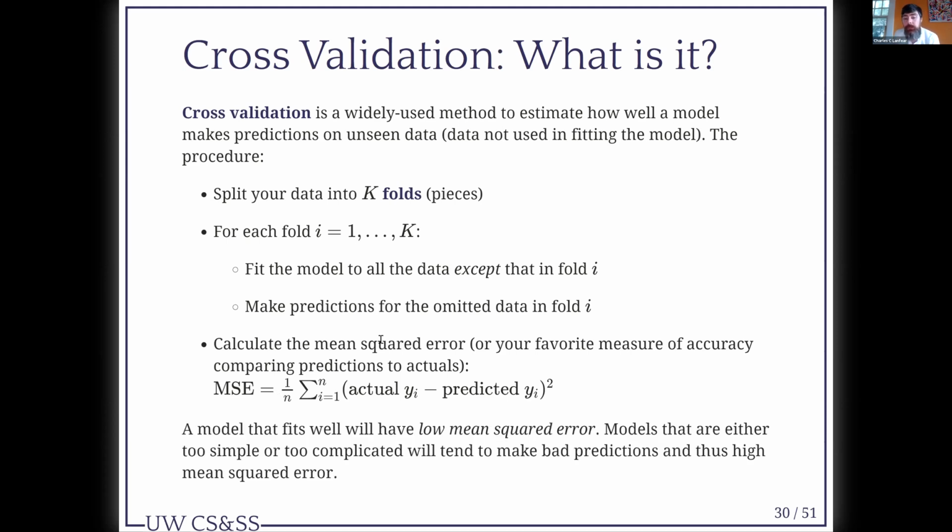Okay. Well, models that fit well or do a good job in prediction will tend to have low mean squared error. Models that are too simple will make bad predictions, and models that are too complicated will make bad predictions. So in either way, they tend to have high mean squared error. So the nice thing about this cross-validation procedure is it will give poor results for either too simple or too complex models, right? Whereas there are many ways of assessing model fit that will always sort of say that an overly complicated model is good. Cross-validation will punish overly complicated models.